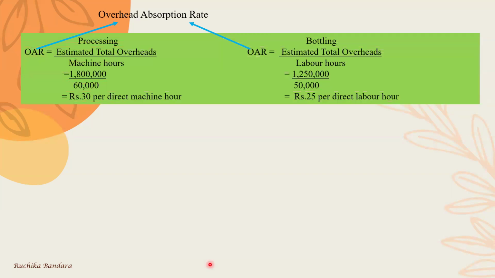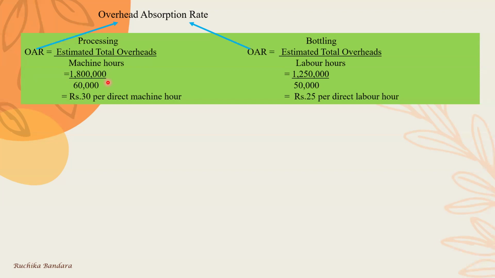overhead absorption rate equals, so on one side I have written the word processing, on the other side bottling. Overhead absorption rate equals estimated total overheads divided by, under processing, machine hours, under bottling, labor hours. 1,800,000, I took zeros here. 1,250,000 divided by, look at that table, check the processing department number of machine hours. So you can identify the amount is 60,000.